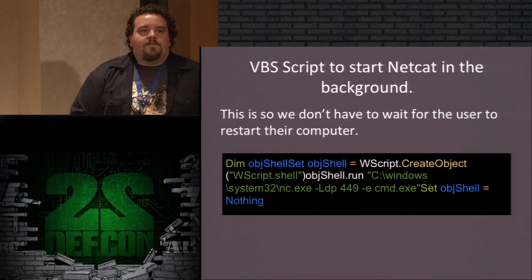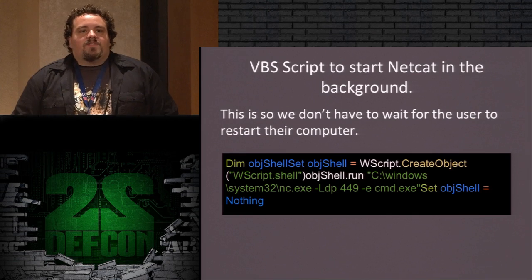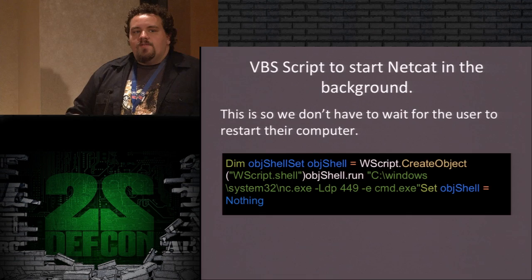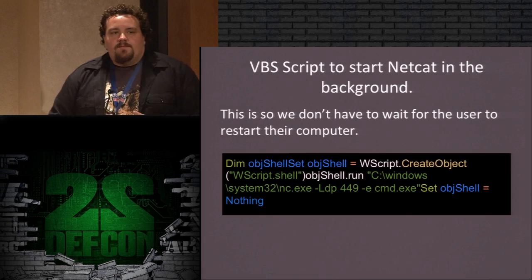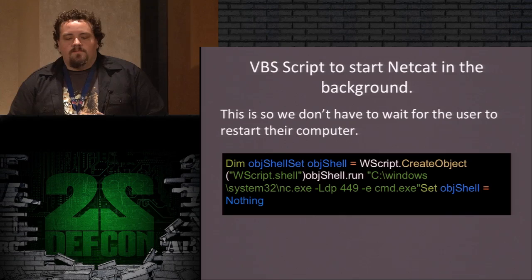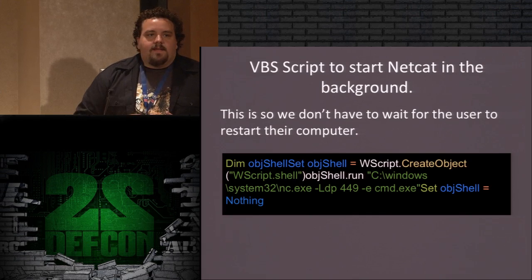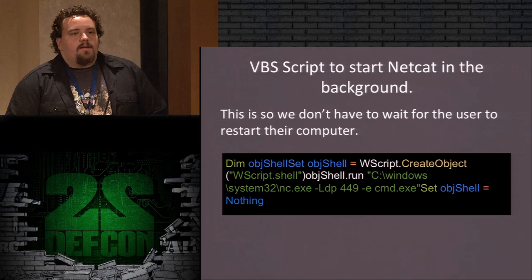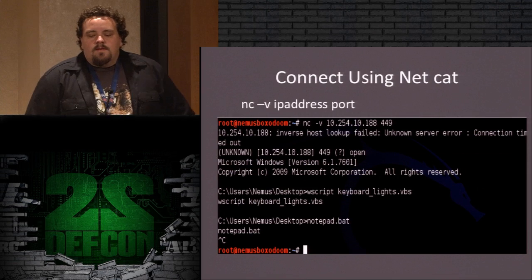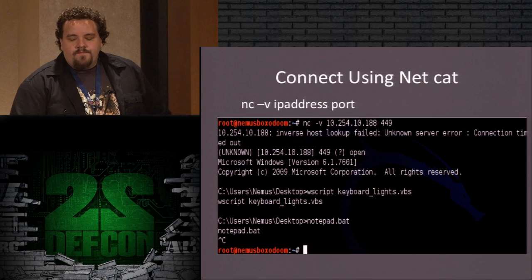So now that we have the firewalls disabled, we have netcat running, and we have it persistent, we modified the registry settings to allow netcat to start when the computer reboots, but we want to get to it right now because we have that 5-minute window. So here's a VBS script, a Visual Basic script, that allows us to just start netcat instantly and then walk away. This puts netcat in the background, starts it listening, and we don't have to wait for the user to restart their computer. Then we just connect to the computer through netcat here.